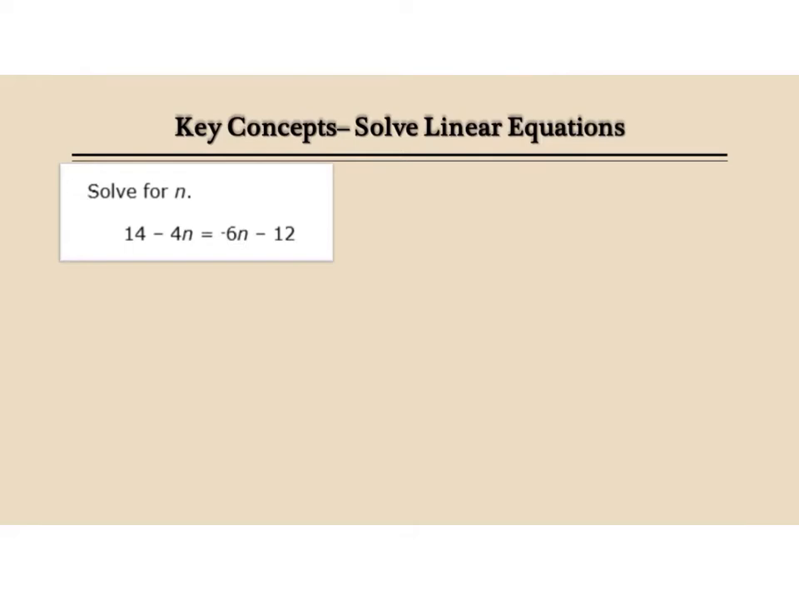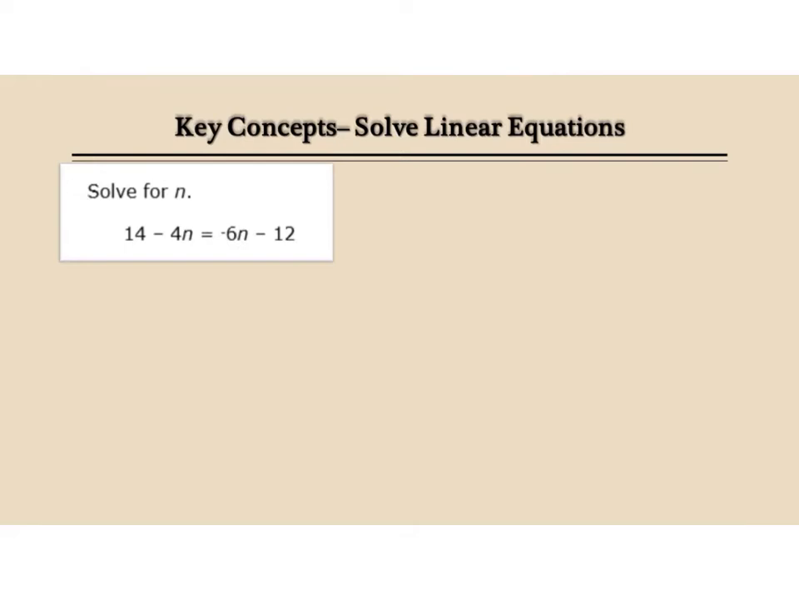First of all, there are no parentheses, so I don't have to worry about that. I don't have to combine like terms on either side. I do have variables on both sides of the equal sign. So for me, the easiest way to do it is to look for the smallest number and then use the inverse operation to get rid of them.